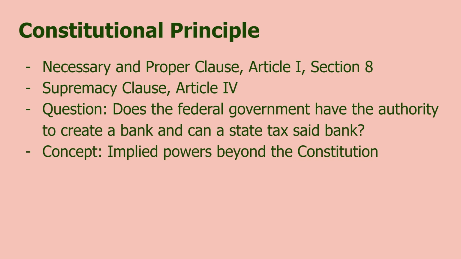This case has to do with the Necessary and Proper Clause found in Article 1, Section 8 of the Constitution. This clause allows Congress to extend and interpret what their powers should be beyond what is explicitly stated in the Constitution. This also has to do with the Supremacy Clause in Article 4, which pretty simply states that federal laws trump state laws. So the key question here is, does the federal government have the authority to create a bank, and can a state tax said bank? The concept surrounds the implied powers beyond the Constitution and also federalist structures between the federal government and the states.